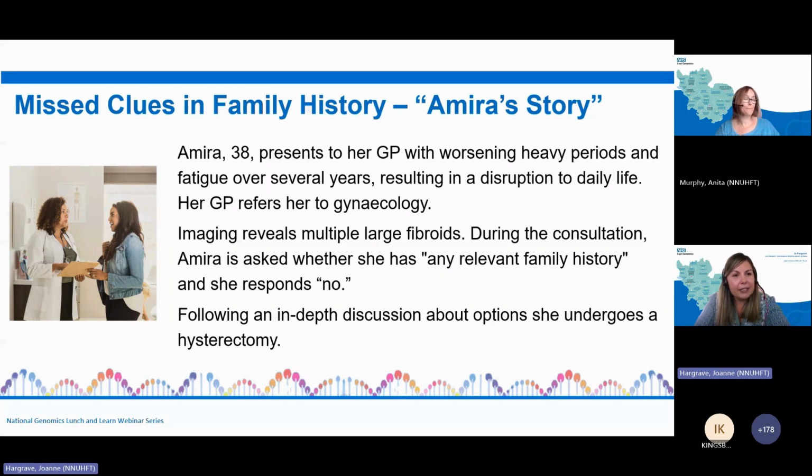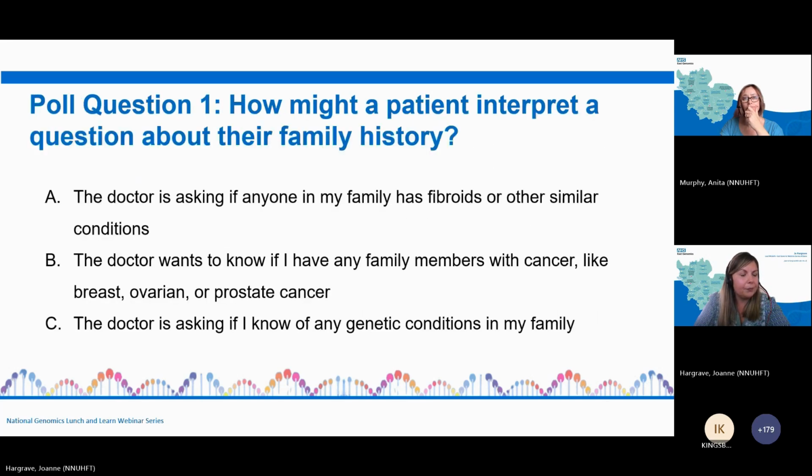Amira is 38 years old. She presents to her GP with worsening heavy periods and fatigue over several years, resulting in a disruption to her daily life. Her GP refers her to gynae. Imaging reveals multiple large fibroids, and during the consultation, Amira is asked whether she has had any relevant family history, and she responds no. Following an in-depth discussion about the options, she undergoes a hysterectomy.